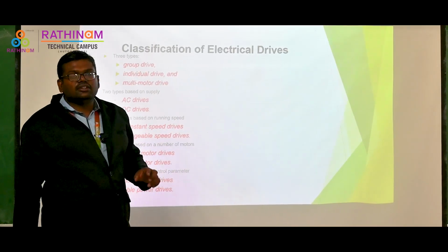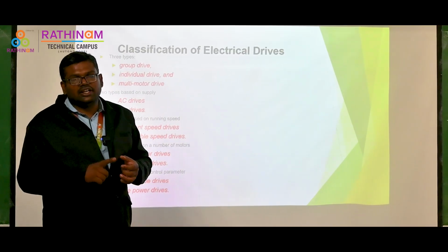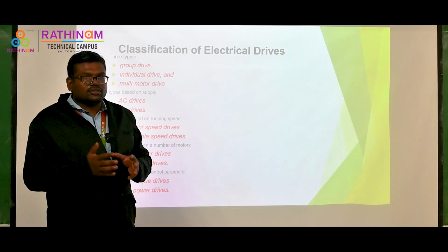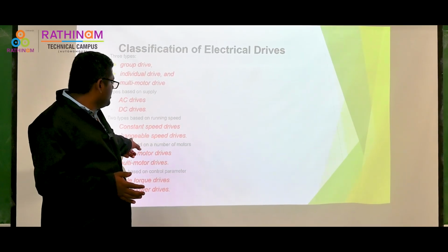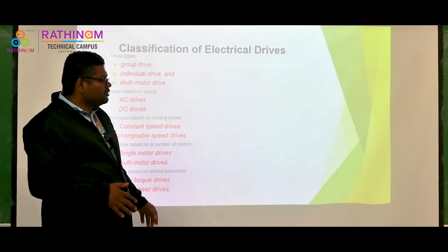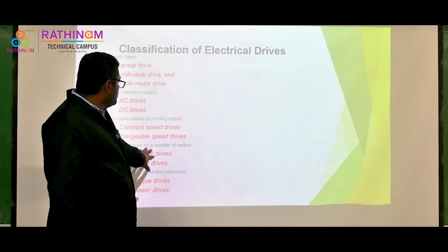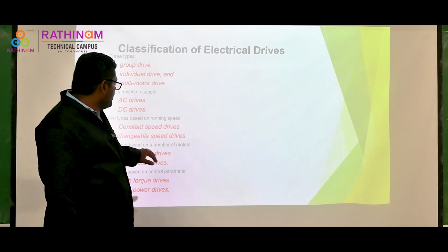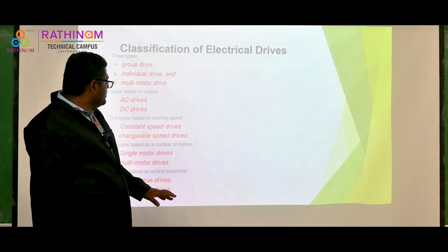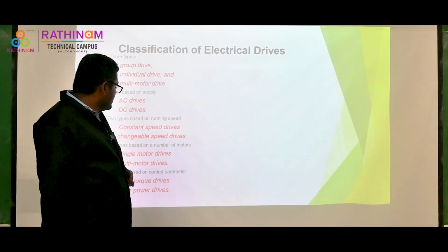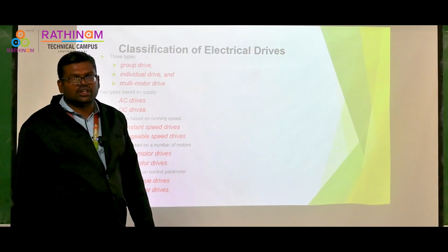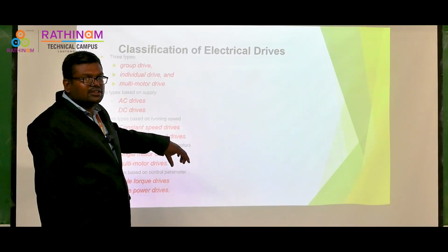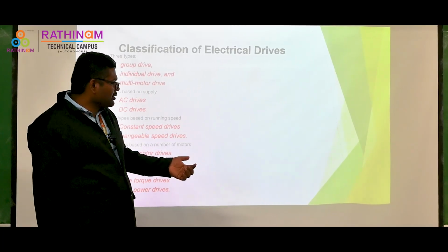So types of supply: based on the supply there will be AC drives and DC drives. Then based on the running speed, the speed also can be altered using the drive. The first one will be constant speed drives, next one will be changeable speed drives. On both of them we will feed the input and we will get the output. Then based on the number of motors, first one will be the single motor drive, and next one will be the multi-motor drive. A single motor drive can be operated only on one motor. In multi-motor, two or more motors can be operated.